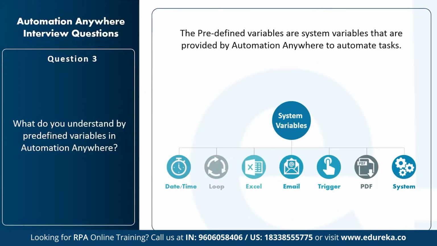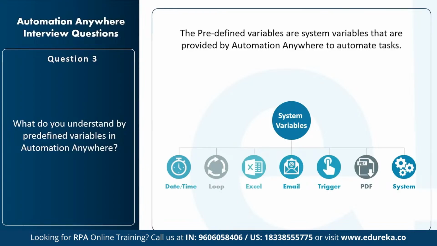Now, to check the predefined variables, what you can do is you just have to go to the variable manager on the right side of the task pane, click on the show system variables, and it will open all the system variables for you. For your better understanding, I'm going to show you how you can see the system variables, and then I'm also going to show you how you can use those predefined variables.